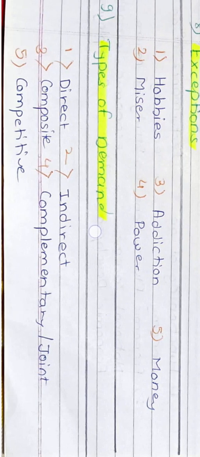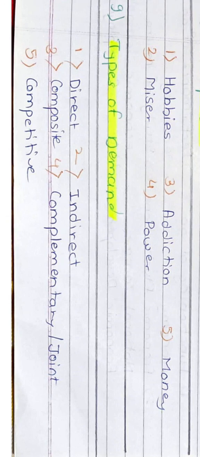Types of demand. There are five types of demand: direct demand, indirect demand, composite demand. Fourth is complementary or joint demand. And fifth is competitive demand.